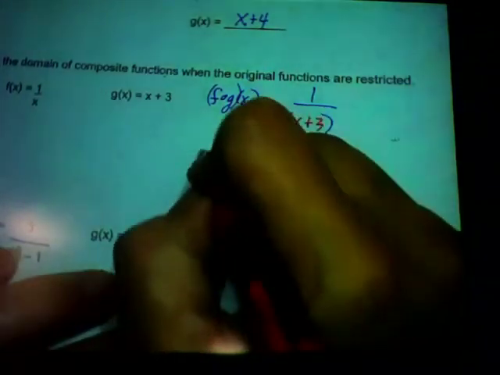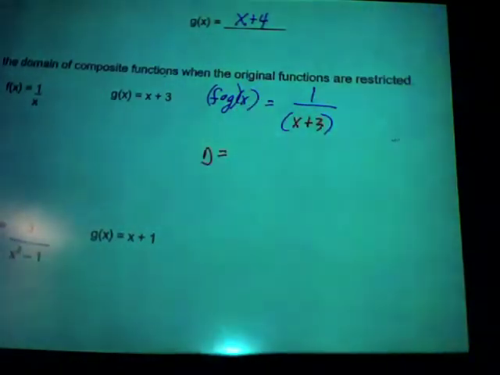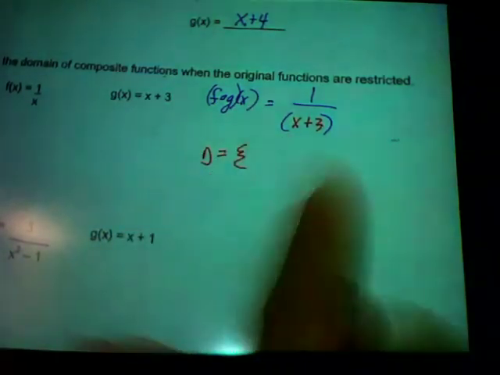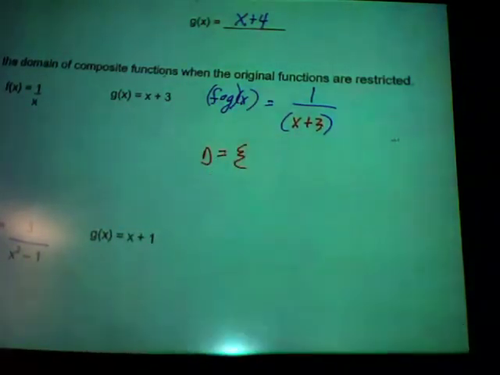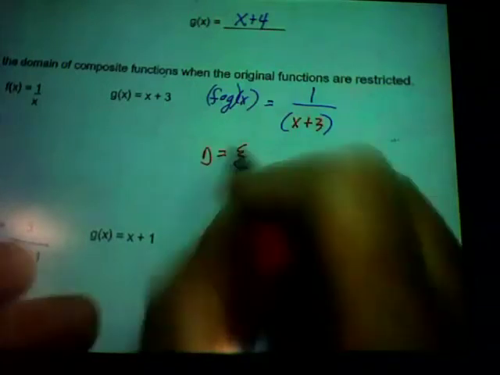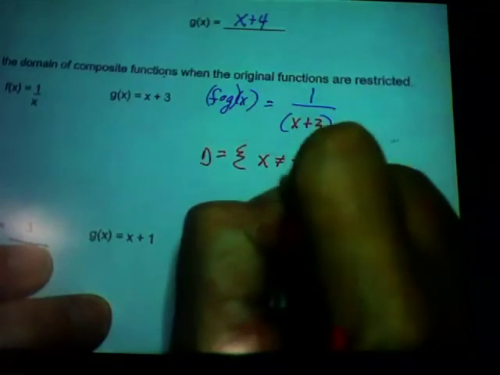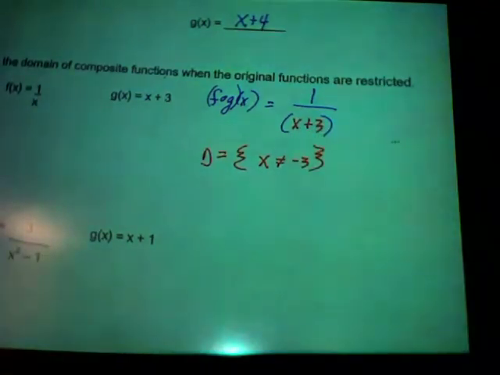Let's talk about our domain. What's the restriction on this? What's your restriction on that? What about negative 3? That's right. So x cannot equal negative 3. If you want to put that in interval notation, feel free. Yeah. So do g of f now on that one. Same one, but do g of f. And then find the domain.